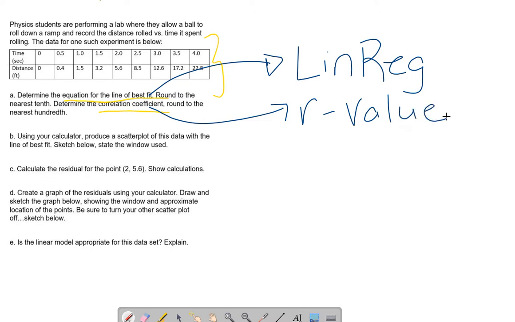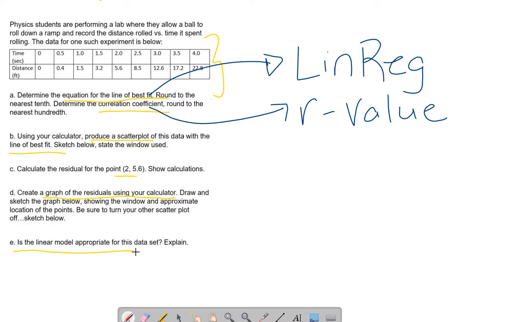Then, next, using our same calculator, we're gonna produce a scatter plot. We'll put the scatter plot with the line of best fit into the calculator, plot it, and then sketch it for this assignment. Then we're gonna talk about residual points and residual plots and what they tell us. They want us to do the residual for the point (2, 5.6) first, and we'll talk about what that means and what the distance is. Then we will create a graph of the residuals, because we don't usually look at just one point for the residual. We look at the plot of residuals. And then finally, we'll determine if a linear model is appropriate given everything we found out.